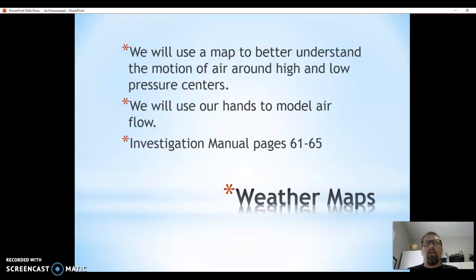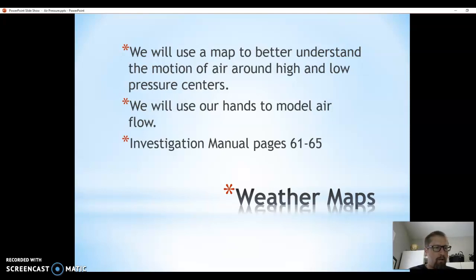All right, so before we get into looking at that, I want to look more broadly at the way that air moves around low and high pressure systems. To do that, in the investigation manual on pages 61 to 65, there's an air motion activity. I really like this activity. The only downside is the directions, while they're clear, can be a little hard to follow just because you have to visualize it. So I'm going to try to go through that today. I'm going to try to hold the camera here in a minute and go through it with you. So let me do that.